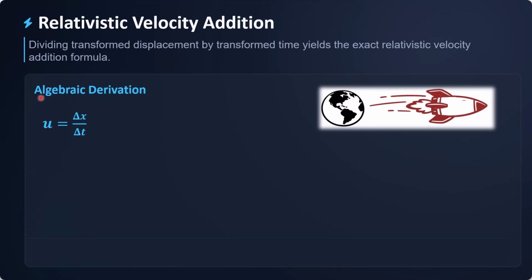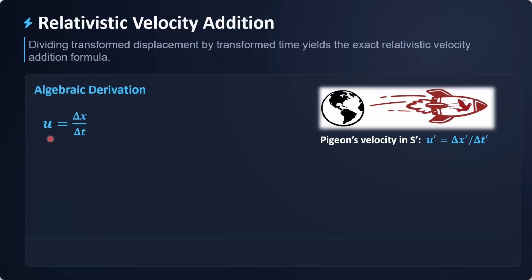Imagine a rocket flying at speed v relative to Earth. Inside the rocket, a pigeon flies forward at speed u prime as seen from the rocket frame. What we want to unlock is the pigeon's speed u as seen from the Earth frame. Velocity in Earth frame is defined as u equals delta x over delta t.